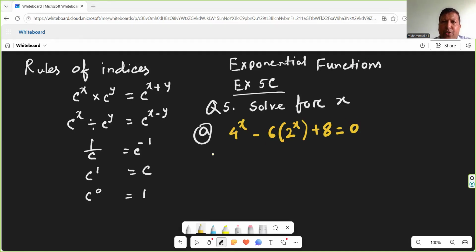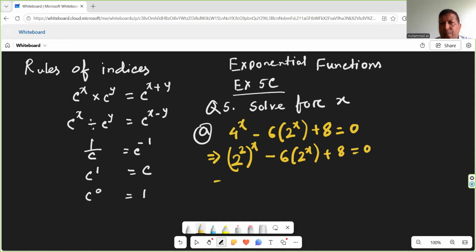Right, solve for x, a number: 4 to the power x minus 6 bracket 2 to the power x plus 8 equals 0. So we try to convert 4 to the power x to a base of 2. Instead of 4, we can write 2 squared to the power x, minus 6 times 2 to the power x plus 8 equals 0. Now we multiply the 2 and x, so we can write 2x minus 6 times 2 to the power x plus 8 equals 0.